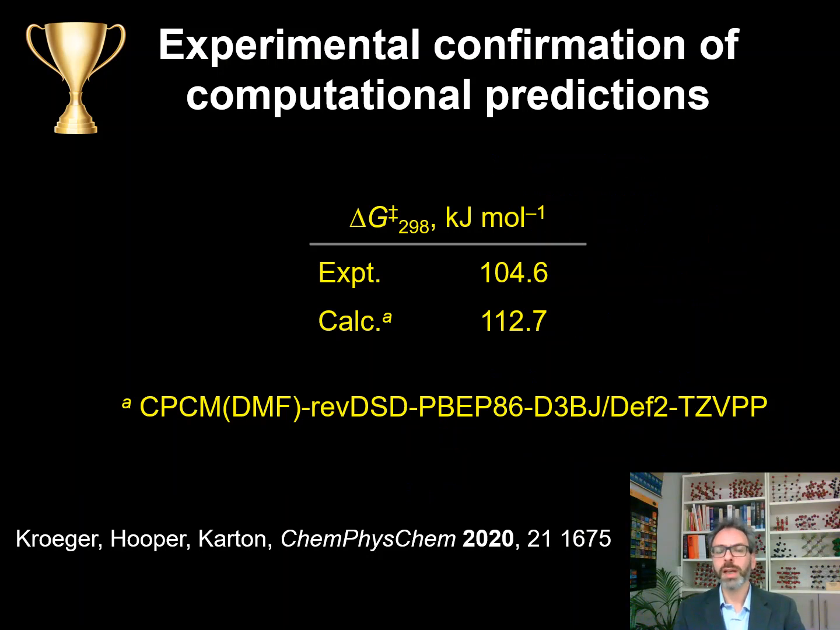An experimental confirmation of a computational prediction is not something that happens every day, and we are indeed very excited about this experimental result. I also think that this experimental confirmation is very important for taking this catalysis by pristine 2D materials to the next level. Joel Hooper also obtained an experimental reaction barrier height for the graphene catalyzed reaction of 104.6 kilojoules per mole, which is in relatively good agreement with our calculated reaction barrier height of 112.7 kilojoules per mole in a simulated DMF solution.